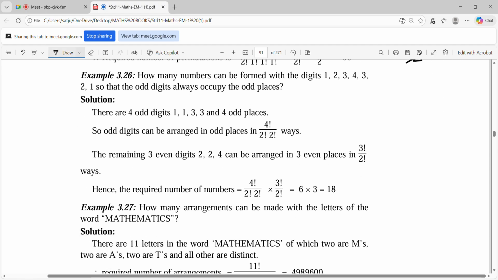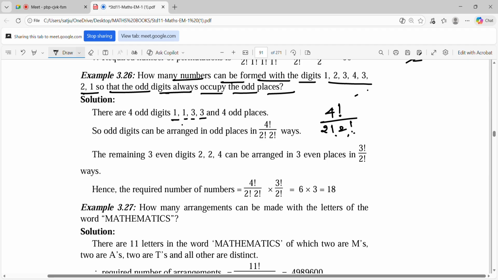Next, see here. How many numbers can be formed with the digits so that the odd digits always occupy the odd places? Odd digits occupy always odd places. How many odd digits are there totally? 4 odd digits, 4 odd places. So therefore 4 factorial. 1 repeated twice, 2 repeated twice. So therefore in the denominator 2 factorial, 2 factorial. Understood why they wrote 2 factorial, 2 factorial.